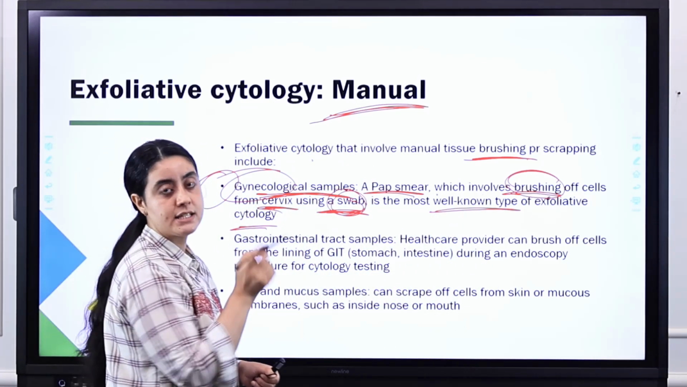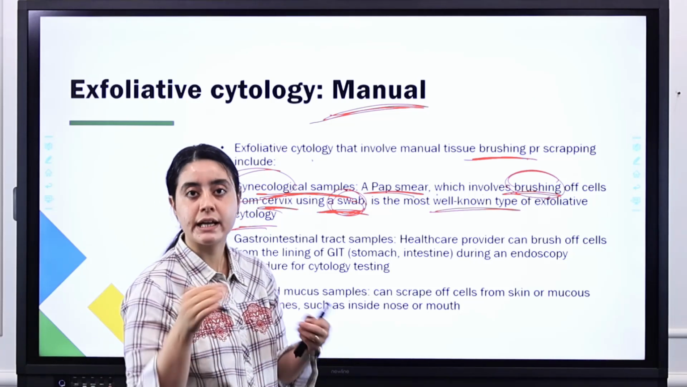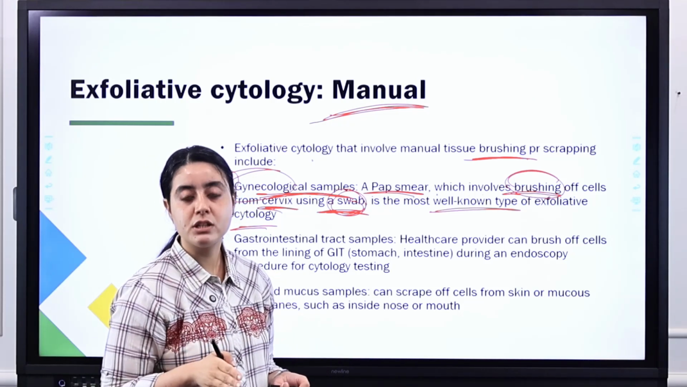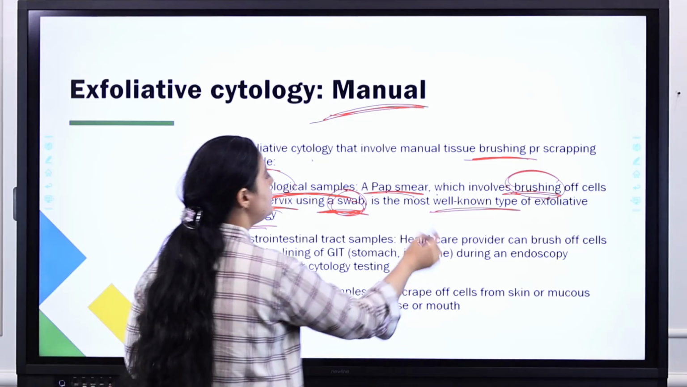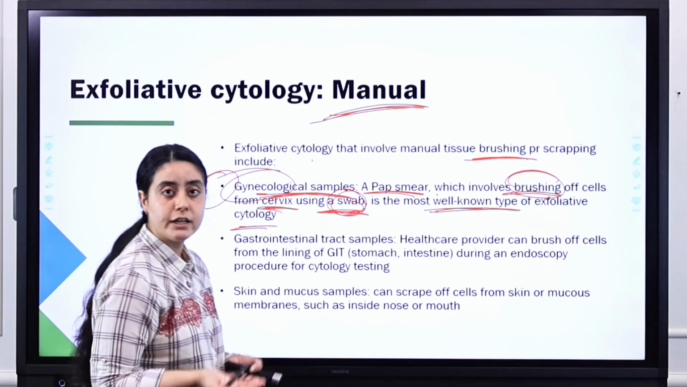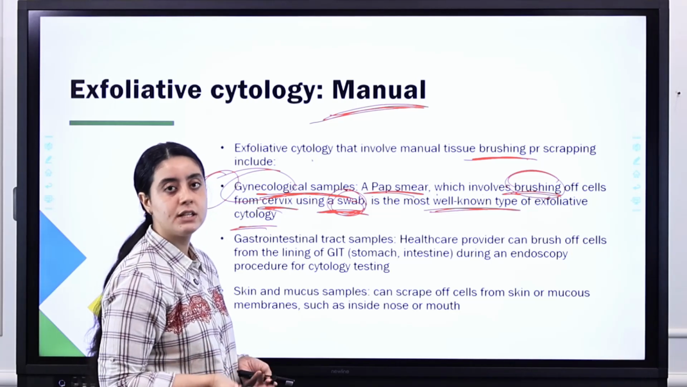It is the most well-known type of exfoliative cytology. Gynecological sample, as I've told you already, is a common technique performed in the cytopathology laboratory. So it is a well-known type of exfoliative cytology. What are the other types of samples other than gynecological samples?